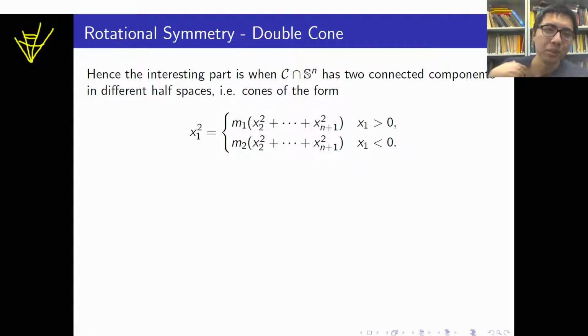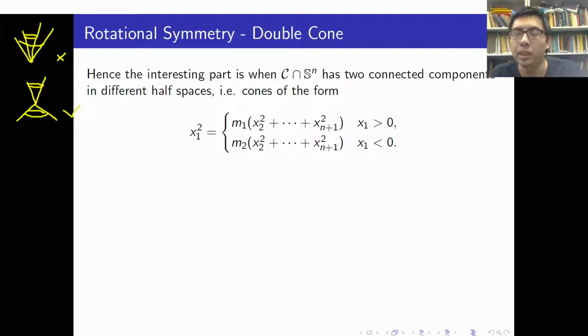So this is no good. We require the two connected components of the cone to lie in different half spaces. Something like this doesn't have to have the extra O(1) symmetry, so it could be a thin cone on the top and a fat cone on the bottom. That doesn't matter. This is okay, for example, and that's reflected by the explicit form of the cone.